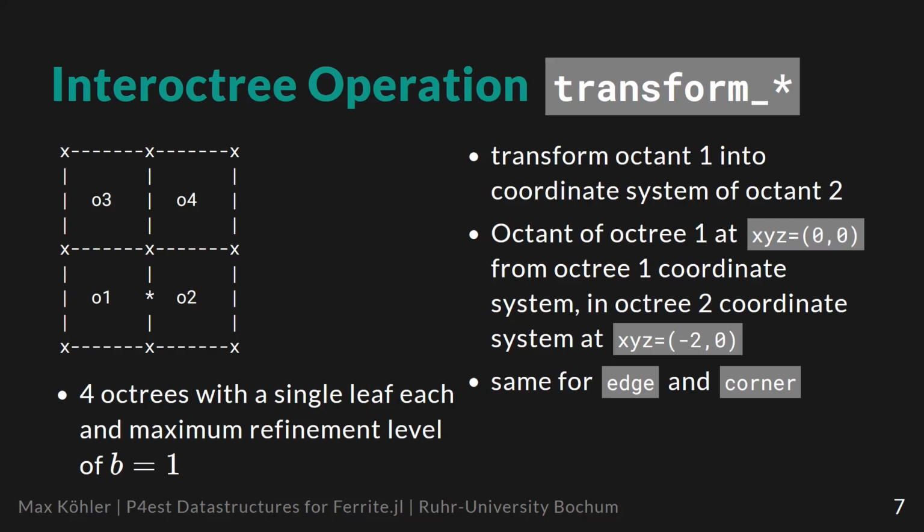So this is a coordinate system spanned from here until there, and here's a coordinate system that is spanned from here until there. And I want to know what is the coordinate of this one, this XYZ, from the perspective of this coordinate system. And I can query this with the inter-octree operations that are called transform face, edge, and corner. And it's also the same as in the P4est paper. And if I do this with the octant 1 with respect to octant 2, I get -2 and 0 because they are not refined. They could refine once again, and this is why it's 2 and not 1 as in the previous case. Okay.